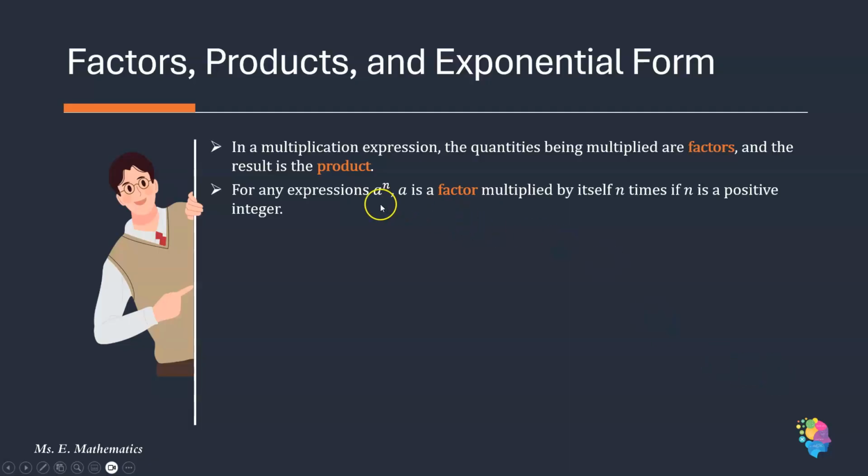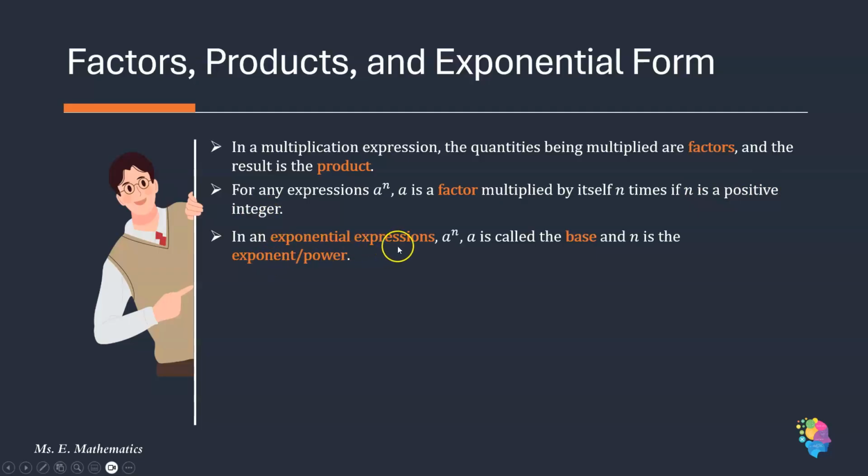For any expression written like this, A is called a factor being multiplied by itself n times, if n is a positive integer, a whole number. In an exponential expression, such as this one, A is also called the base and n is called the exponent or the power. Let's do an example to clarify what each of these definitions are stating.